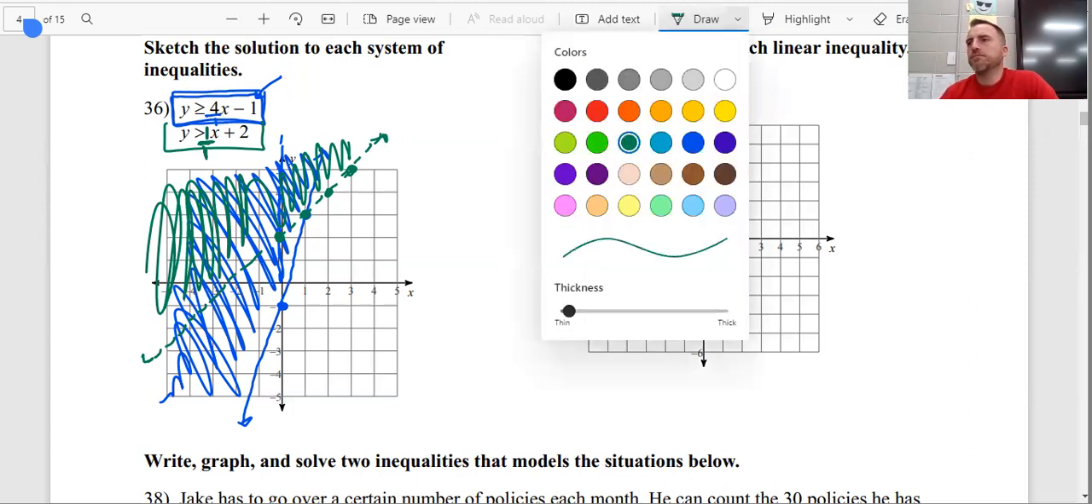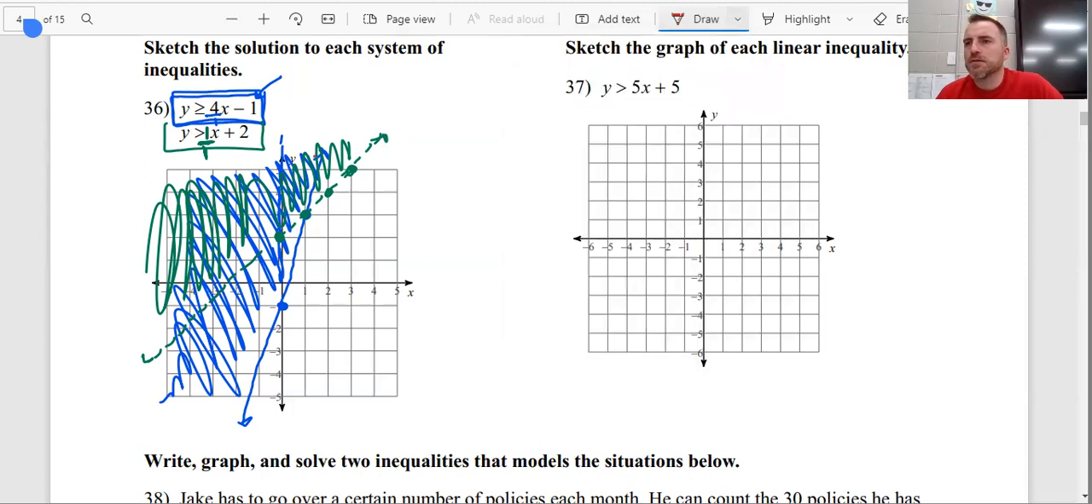And it's red. Come on. And where all those things overlap, those are the solutions to the system. So if it's shaded in blue, it's a solution to the first inequality. Shaded in green, it's a solution to the second inequality. Shaded in red, it's a solution to both.